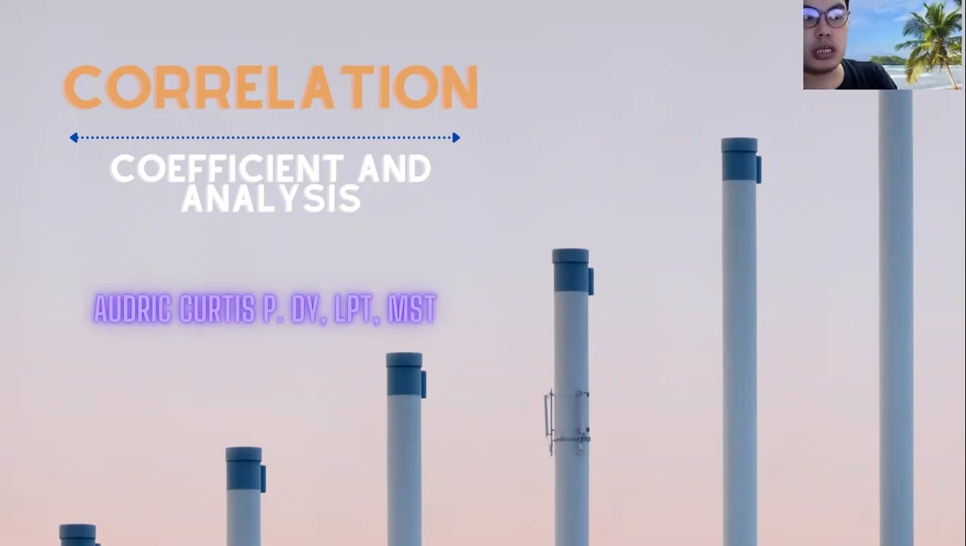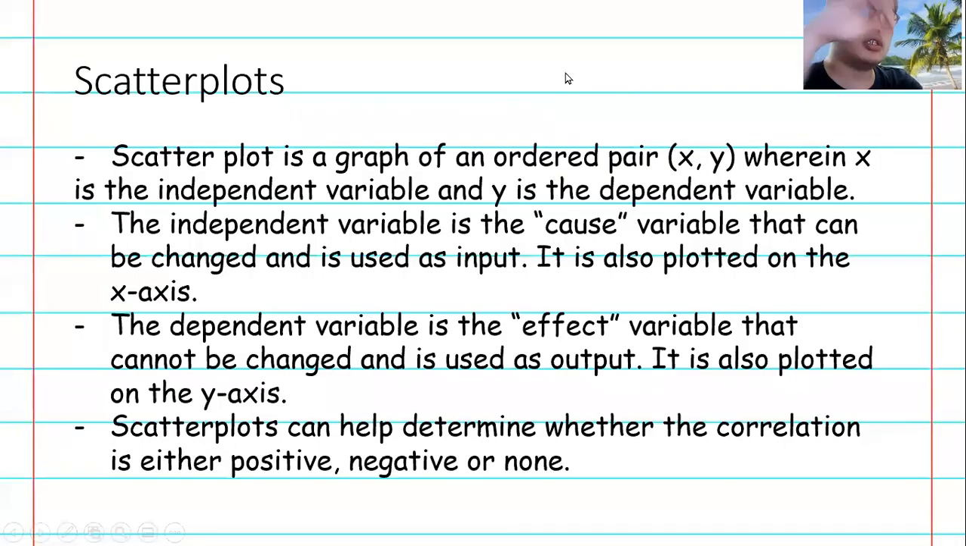Our topic for today is correlation together with its coefficient and analysis. When we say correlation, this involves a value that represents a relationship between the variables. But allow me to discuss the graphical representation, which consists of scatter plots.